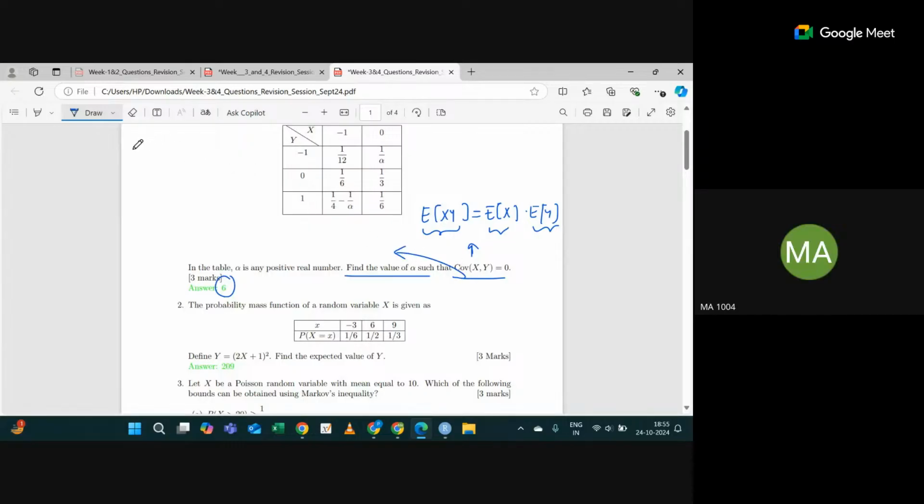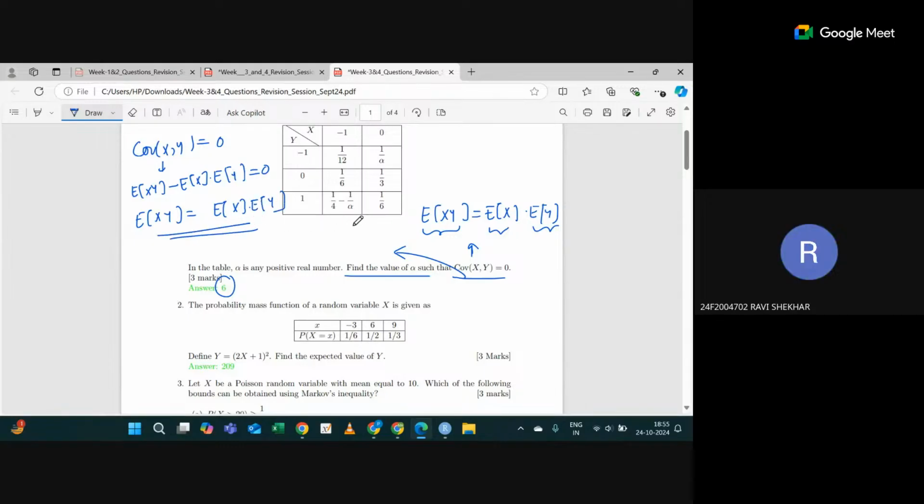Very basic mathematics. If I'm saying covariance of x comma y is 0, what is the formula of covariance? Expectation of x into y minus expectation of x into expectation of y. Now, can I say this is equal to this part? Sir, we can't even say that they are independent, but still we are able to use this. We can say x and y are not linearly related.